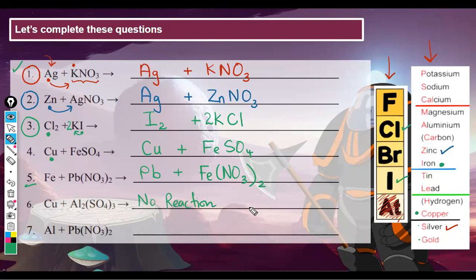Number 7. Can aluminum replace lead? Where's aluminum? Aluminum is quite, yes, I think that can happen. Aluminum is quite up here and lead is quite down here. So aluminum is more reactive. He's going to kick lead out and aluminum is going to take its place. How many people got all correct? Easy stuff, right?